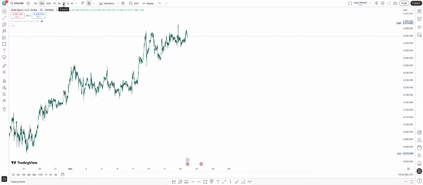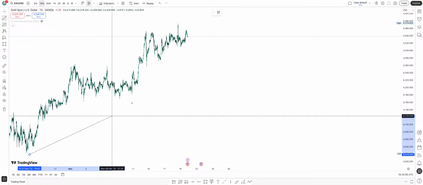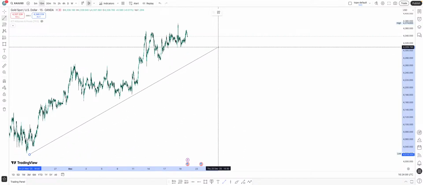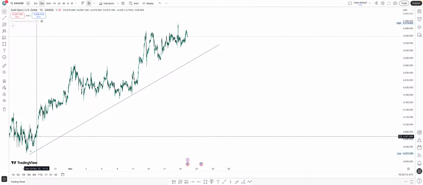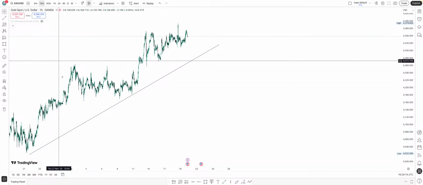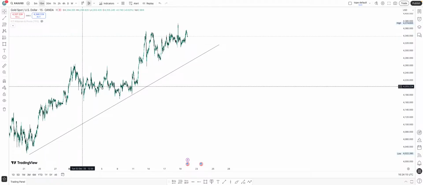Okay, that's not a consolidation, Daniel. It's an uptrend. Look here. See, it's an uptrend. You see, price is going up from here. So this is an uptrend right now. You see this consolidation is happening inside an uptrend. So it's not a consolidation, it's an uptrend. Okay.